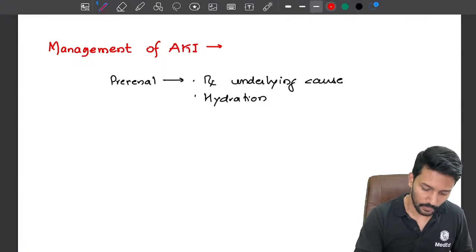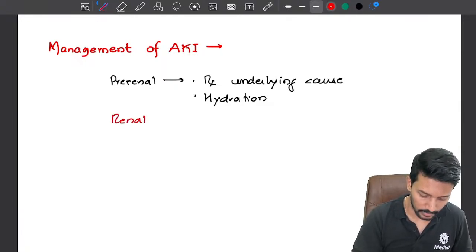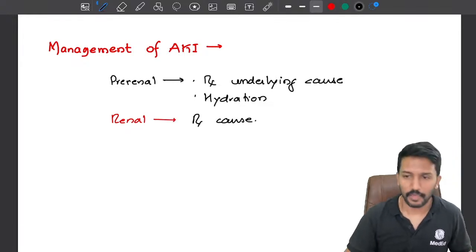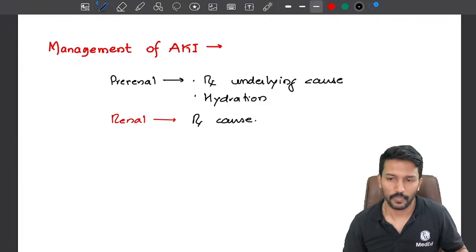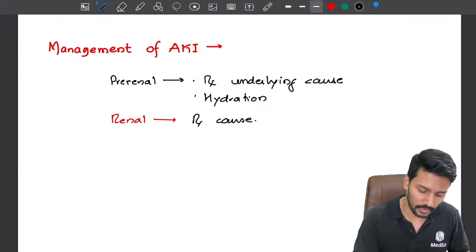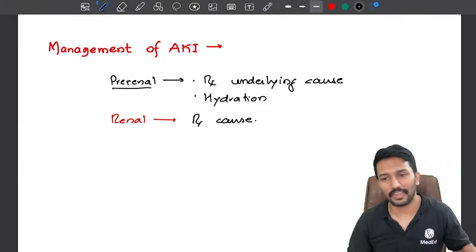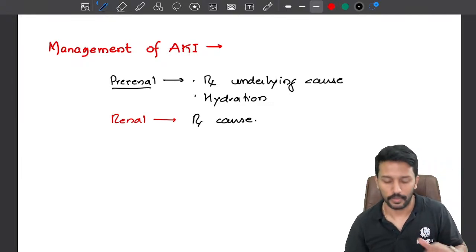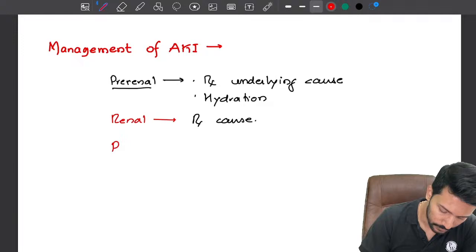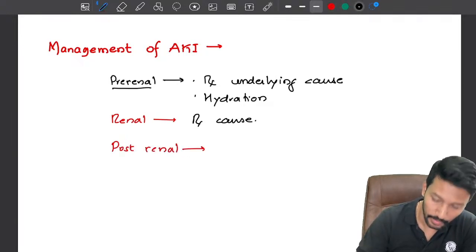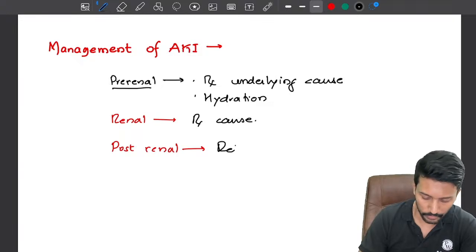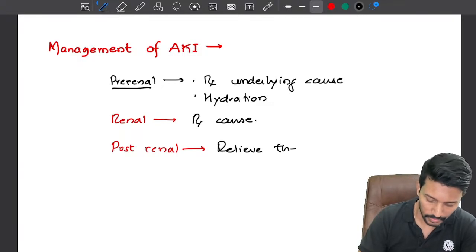On the other hand, if it is renal or intrinsic renal, again the management will be treatment of the cause. Like if acute tubular necrosis is there, it can be caused by drugs or whatever cause, treat it, right? And remember, pre-renal can lead to acute tubular necrosis. In that case, again, hydrate the patient well. Okay. And if it is post-renal, there will be an obstruction as a general cause. So we have to relieve the obstruction.